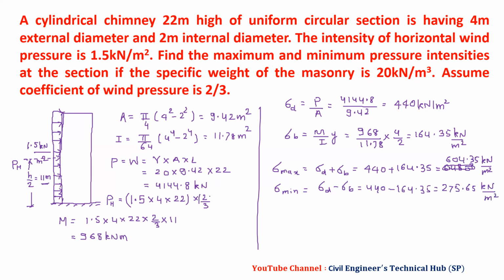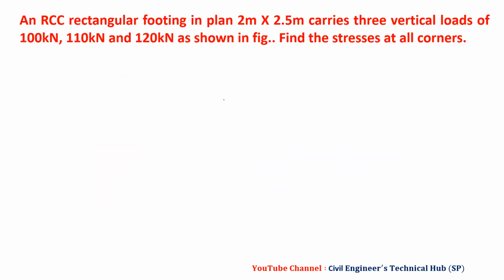This 2 by 3 that we already know. This is the pressure coefficient for circular section. For rectangular and square sections, we have that value as 1.